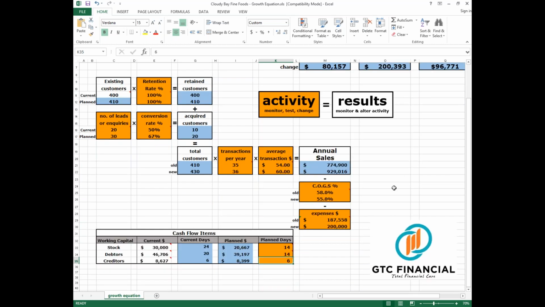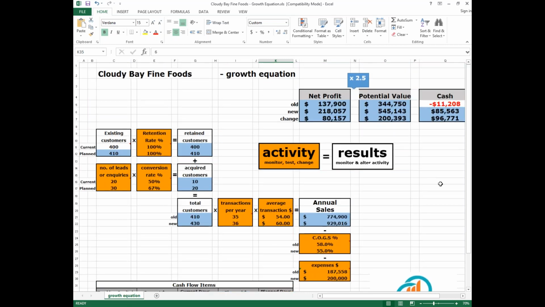Now, I'd be excited about that. I wouldn't really need to do much about her creditors or her suppliers. She's paying them very quickly, and that's probably to get special settlement discounts so that she can get a discount for paying early. So I wouldn't tinker around with that and lose those discounts. So at this stage, we're seeing Nigella with a profit improvement from $138,000 to $218,000, which is a change of $80,000. And her bank account has gone from an overdraft of $11,000 to cash in the bank of $86,000, an improvement of $96,000, which is really good.